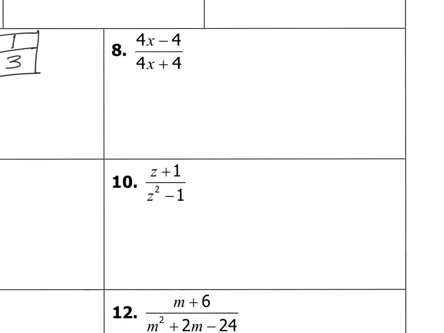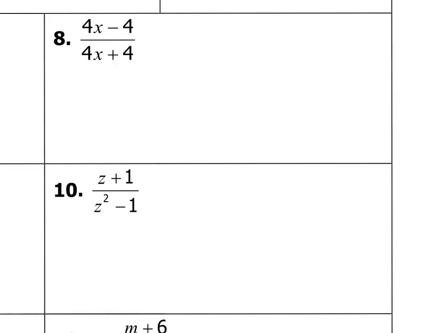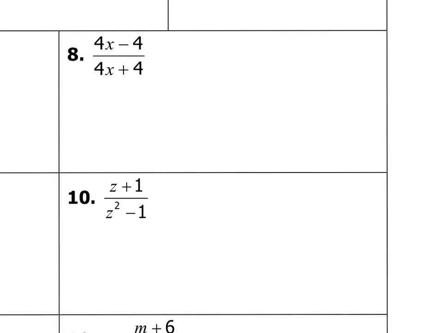Now we're going to go to number 8, and guess what? We're going to do exactly the same thing. So what can I take out of both 4 and 4? Well, obviously I can take a 4 out. So if I take a 4 out of 4x, I get x. And if I take a 4 out of 4, I get 1. And the same thing on the denominator, except instead of minus 1, I'm going to get plus 1.